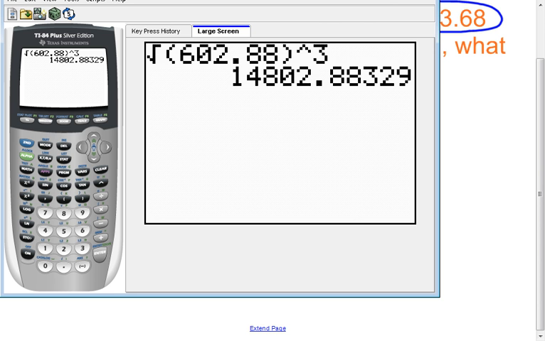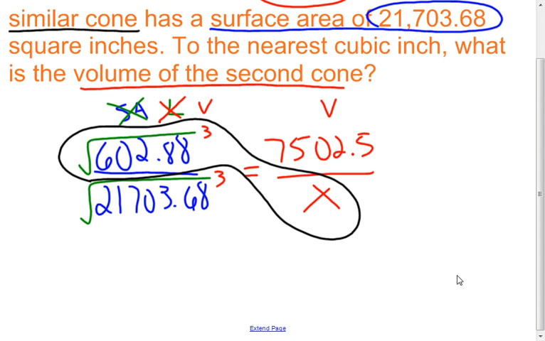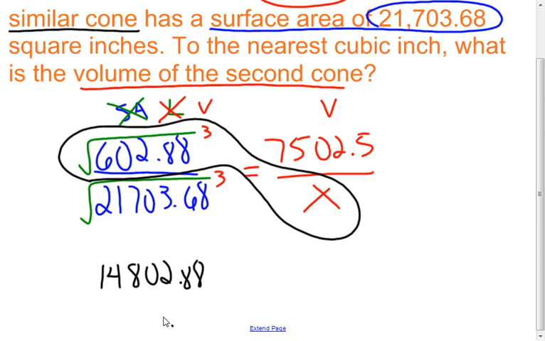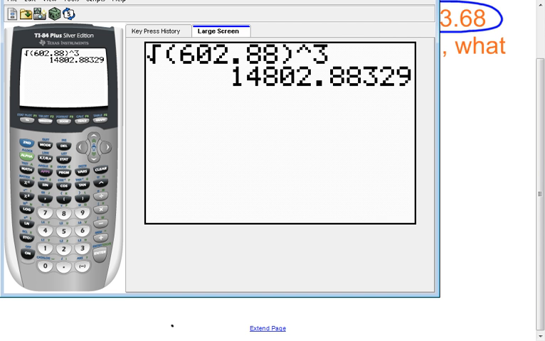After I do that, I'm left with 14,802.88 approximately. So I'm going to write that down so I can remember it all. 14,802.88. I believe that's what it was. Let me double check. Correct. Good deal. Times x. Now equals, and now I have to do this. So I have that 21,703.68 and also the 7,502.5. I have those two numbers, and I have to multiply them.